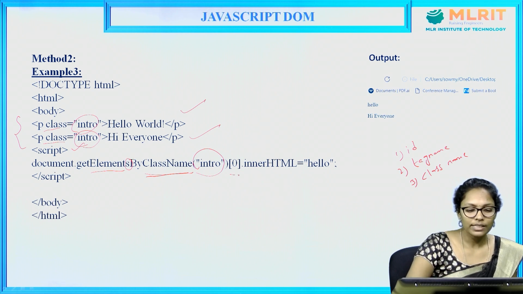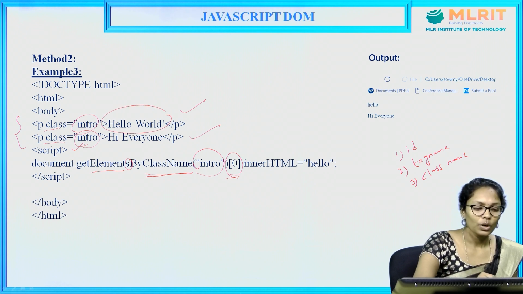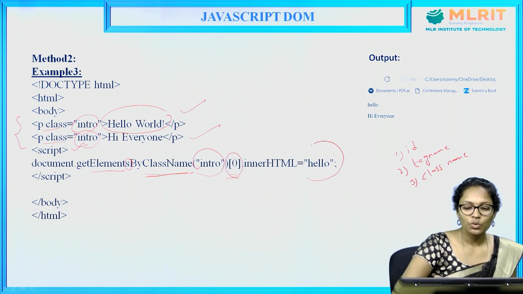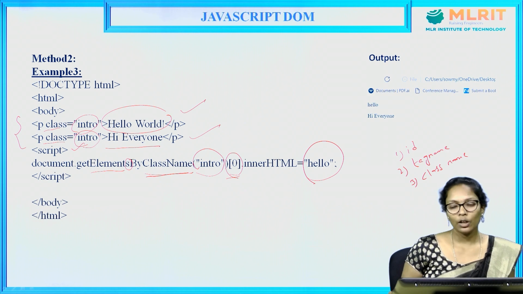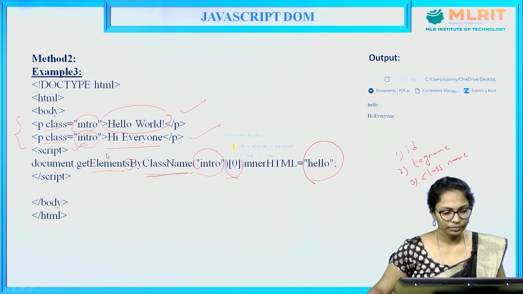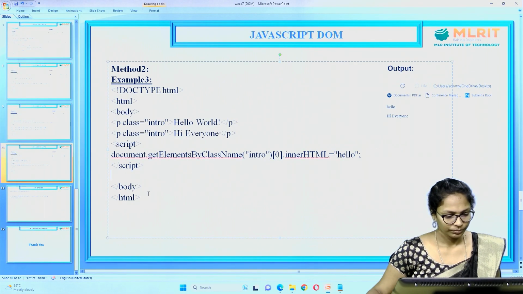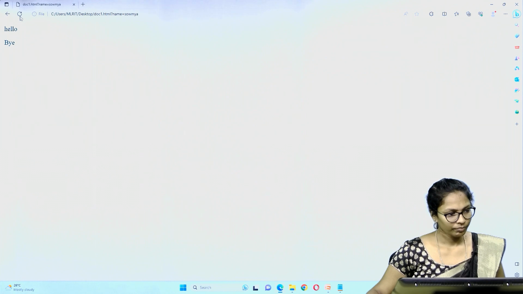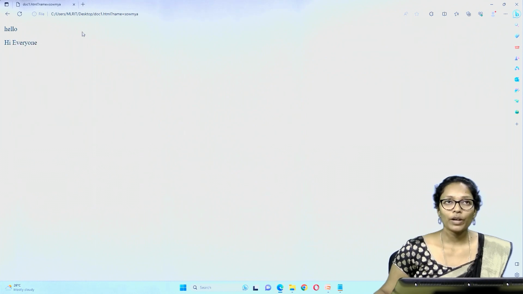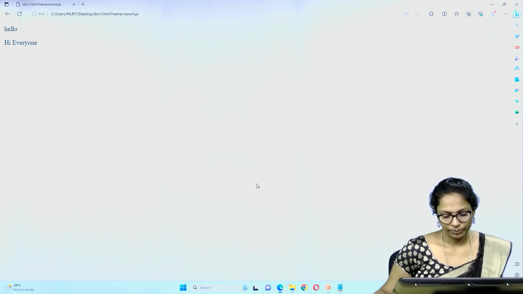So what you are accessing is only the first element. So which paragraph should change? Only the first paragraph. So hello world should be changed to hello and the second one I should get as it is, that is hello everyone. So we'll see the output. So the first one, instead of hello world, I'm getting hello, and the second one as it is, I'm getting hello everyone.